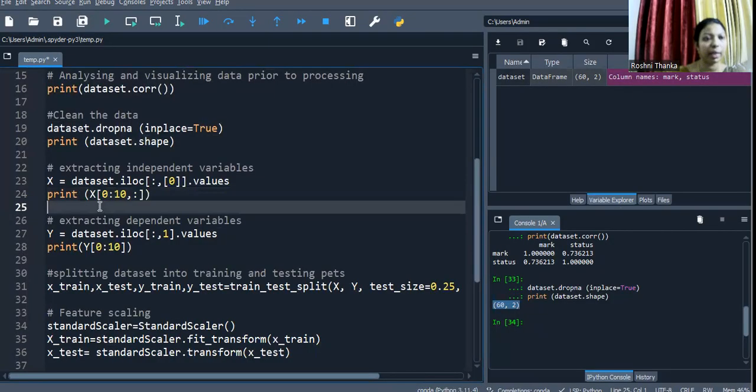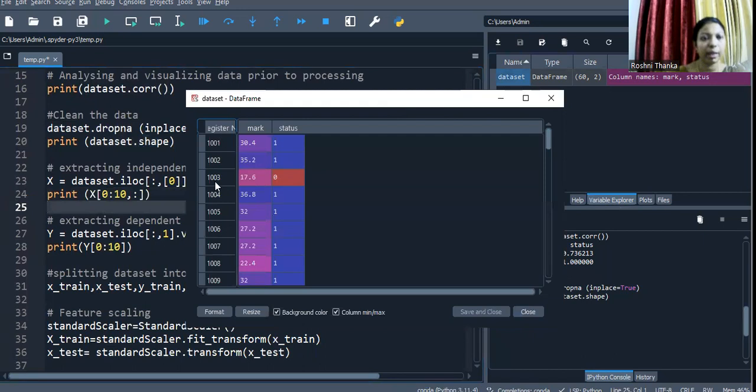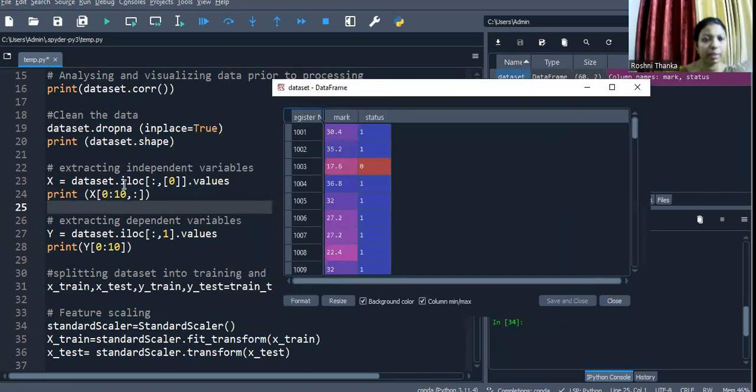If you see in the data set, here we have the register numbers, marks, and the status. This mark alone needs to be the input. Further, from the data set using the slicing method, I'm going to take all the rows and the zeroth column alone, because I am considering the register number as the index, so this will not be taken here. This mark column is the zeroth column. I am going to take this column in the X variable.